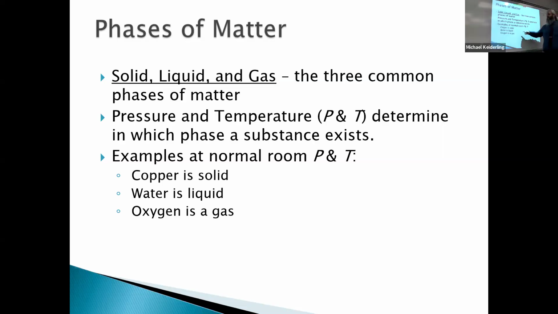But I could heat the copper up to a certain point and it would become a liquid. I could cool the water down or heat it up to turn it into either a solid or a gas. And I could cool the oxygen down in theory enough to turn it into a liquid. And I could do similar things by messing with the pressure. Though it does vary, water I can definitely cause to become a gas by pumping on it enough to make it boil. But yeah.